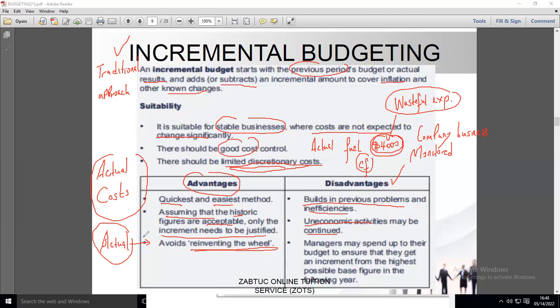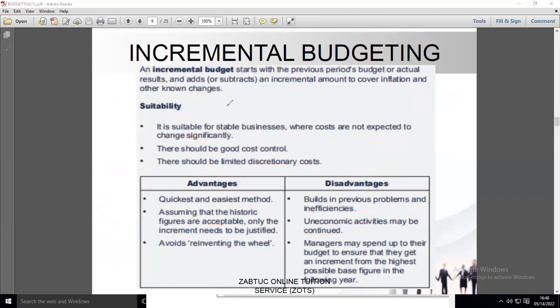We have seen it in questions where a company is using incremental budgets, and then we're thinking of, can we switch to another method?